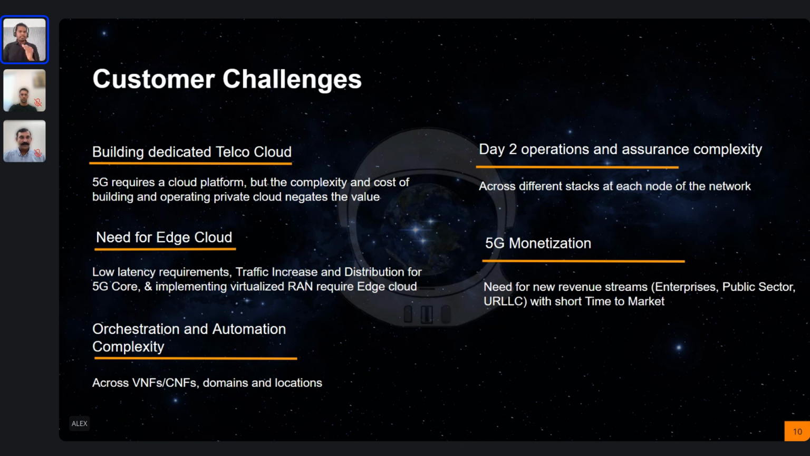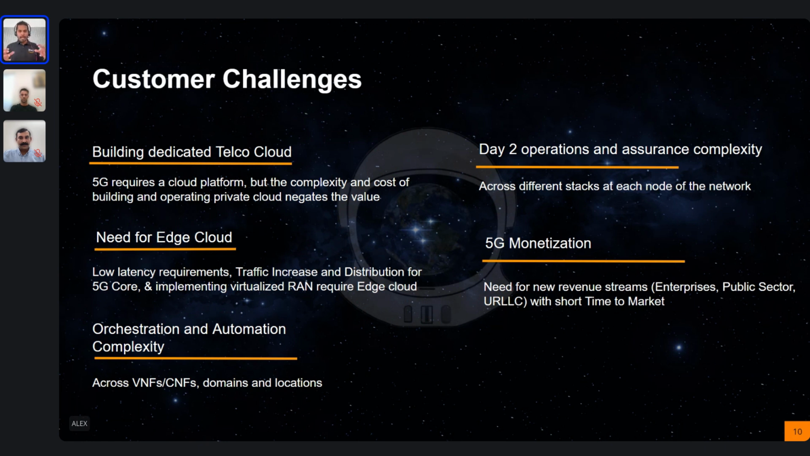Secondly, as these different functions are distributed, you need to run them either in a central region where you may have a lot of capacity, but to reduce the latency you also need to run these functions at the edge, so that you can cater to those low latency workloads and high reliability workloads at the edge.